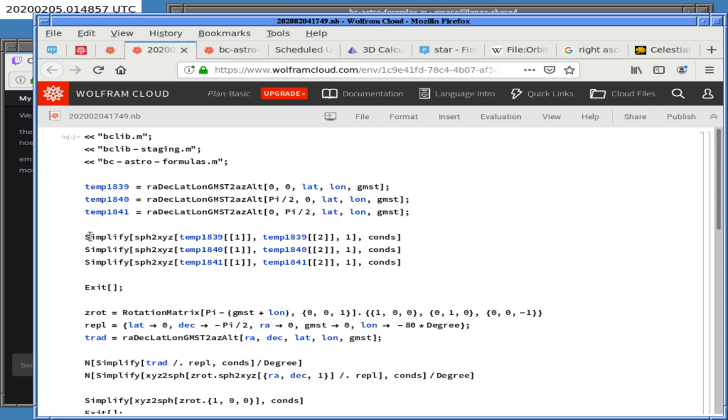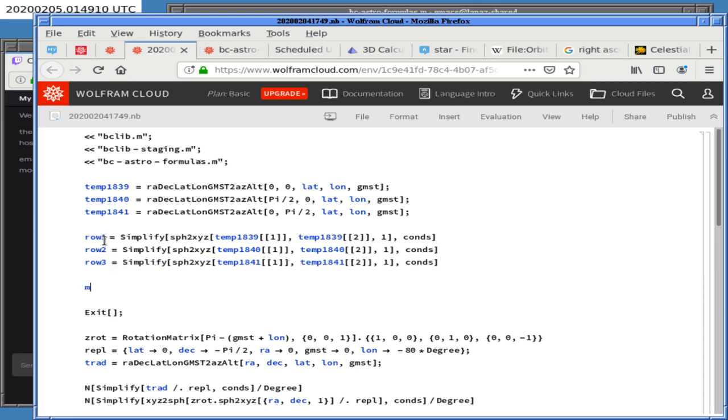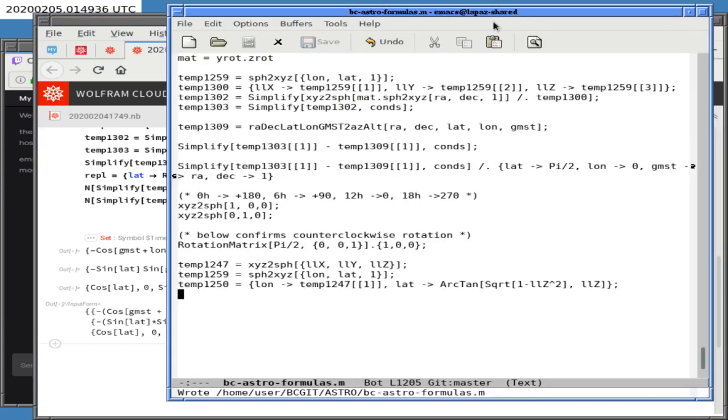Okay, so we can just call this row 1, row 2, row 3, and this is going to be our matrix 0, which I want in input form. And I probably can't do that, so I need to just say row 1, row 2, input form, run, be happy with life. There it is. Okay, so we're going to call this mat 0.